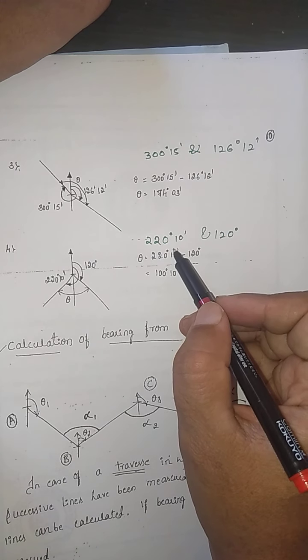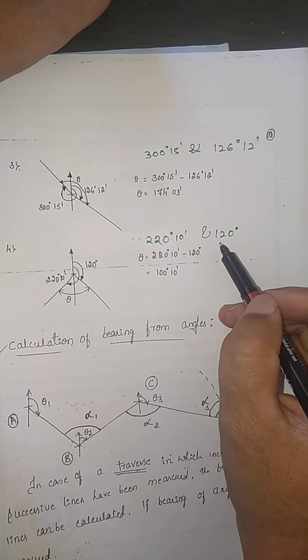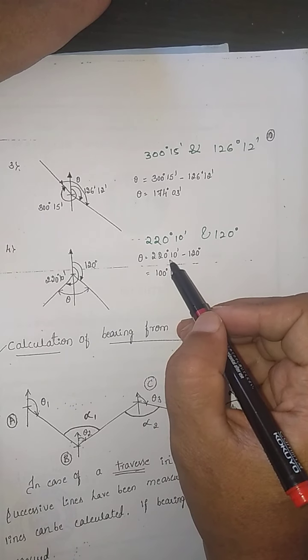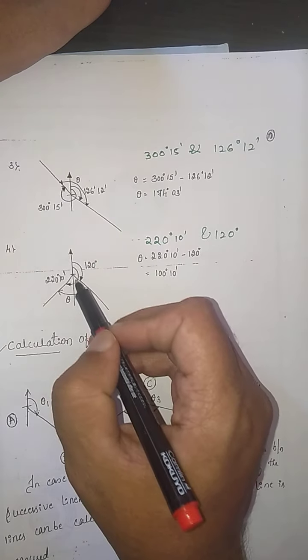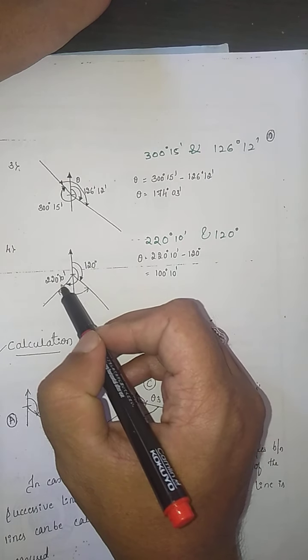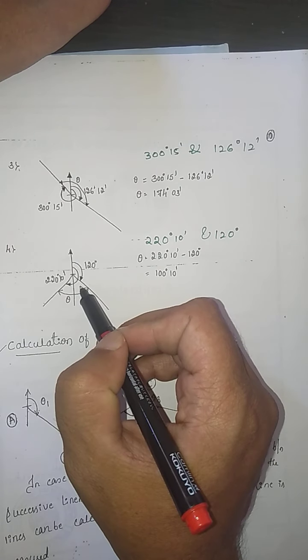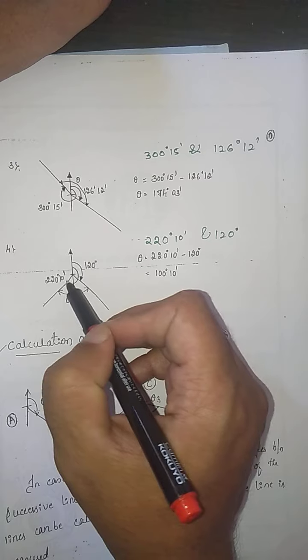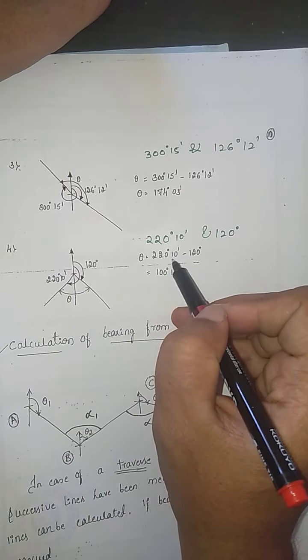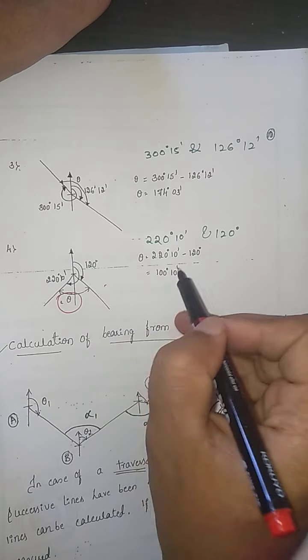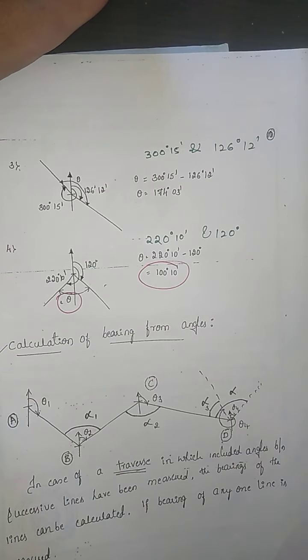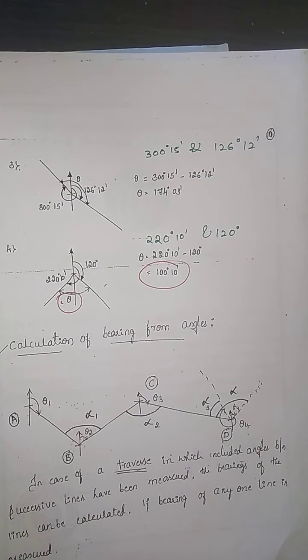Similarly, 220 degrees 10 minutes and 120 degrees. So 220 degrees 10 minutes minus 120 degrees. 220 will be like this and 120 will be like this, so the included angle will be this. So 220 degrees minus 120 degrees is going to give you this particular included angle. Okay, so this is how you are going to find out the included angles.